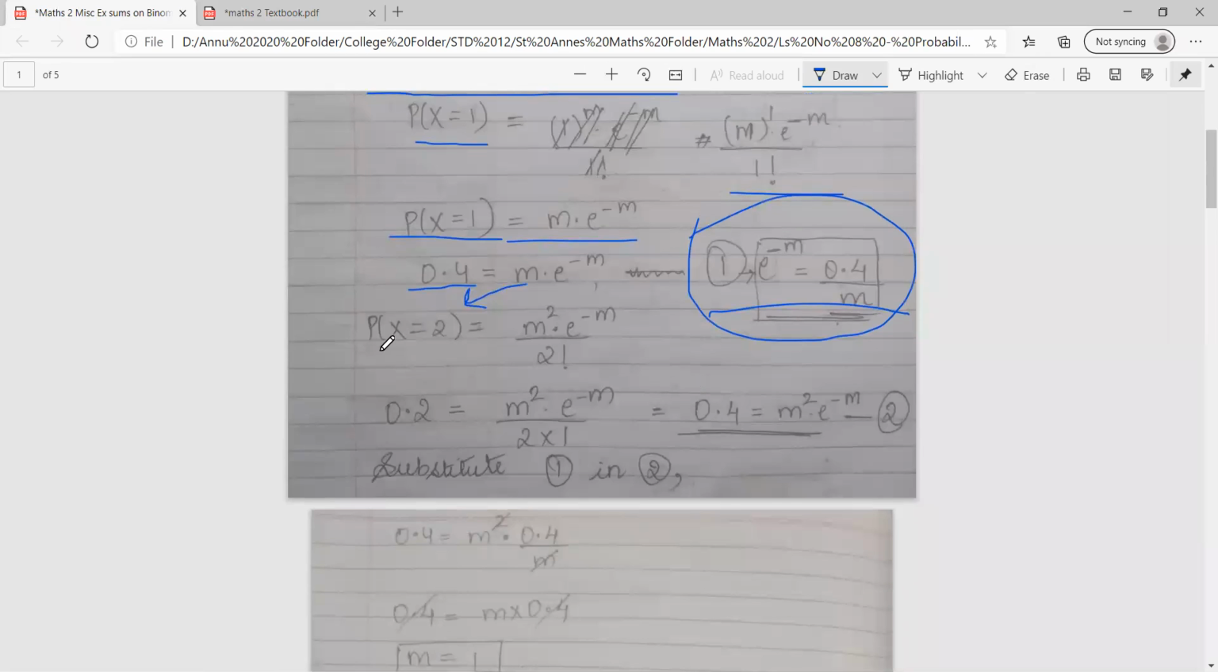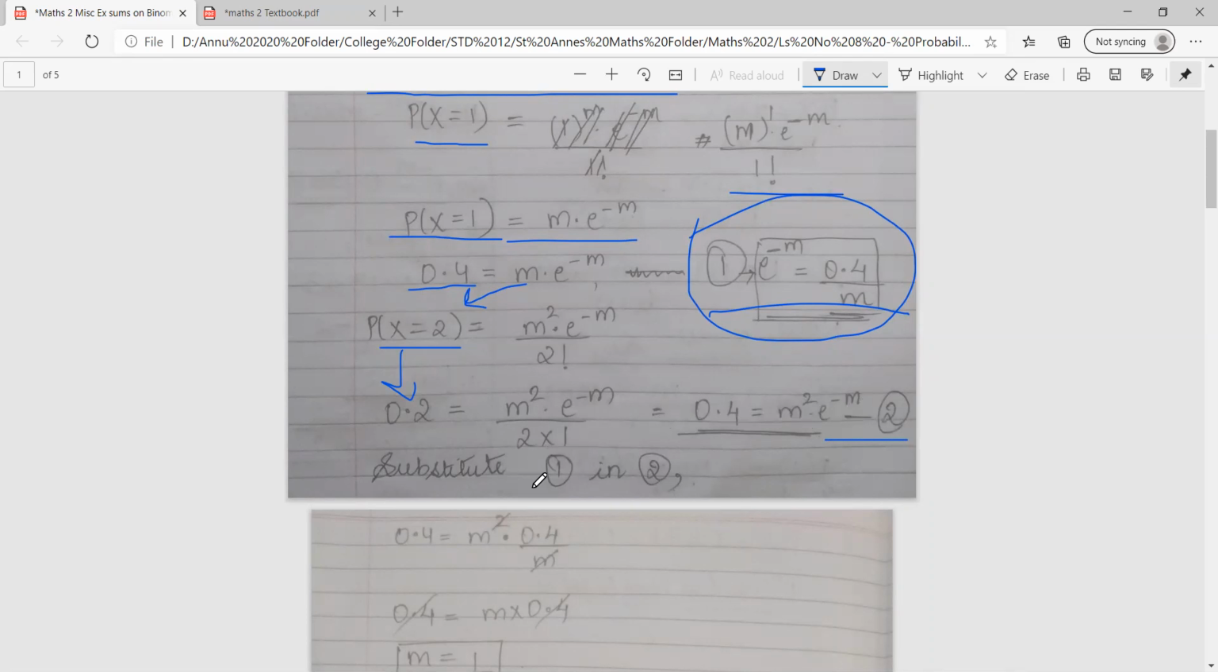The same trick will be applying and finding out probability of x is equal to 2, which is given to us. Again, the formula m raised to 2 into e raised to minus m upon 2 factorial. So the value of P of x is equal to 2 is 0.2. We don't know the value of m, but we know the value of x, which is 2. So m square into e raised to minus m upon 2 into 1. So 0.4 is equal to m square into e raised to minus m. I'm giving this as point number 2.